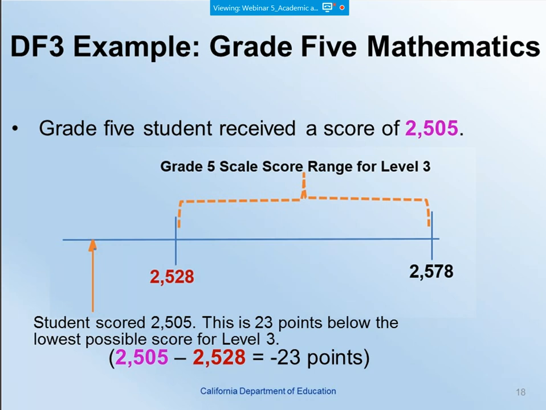And every student's scale score will be compared to that fixed number. Therefore, a score of 2,505 is 23 points below the standard met level 3 threshold. So the distance from level 3 for that student is negative 23 points. When calculating the status for the academic indicator, each student's DF3 is calculated separately, and then all student distances are combined to determine an average for the district, the school, and the student group levels.